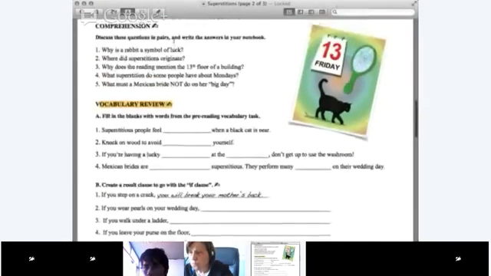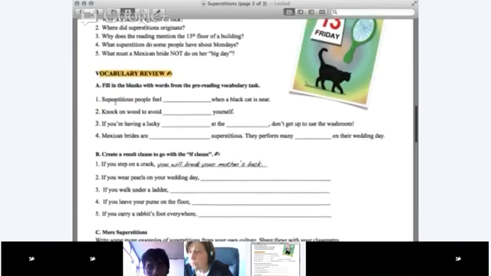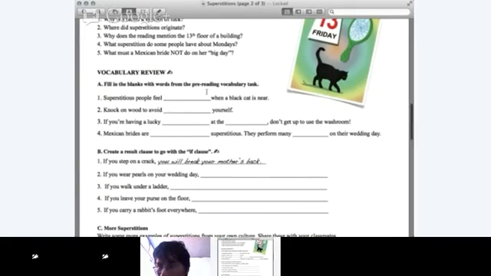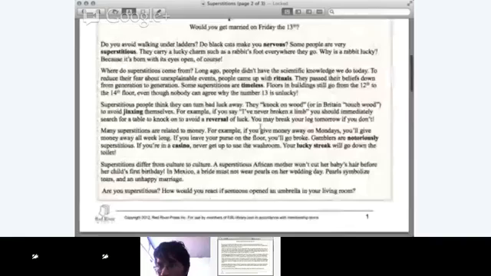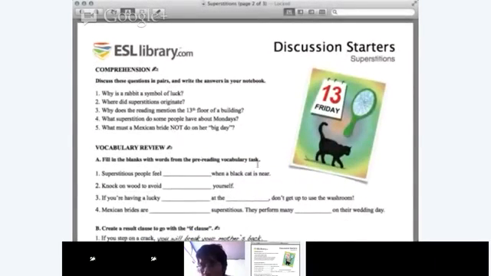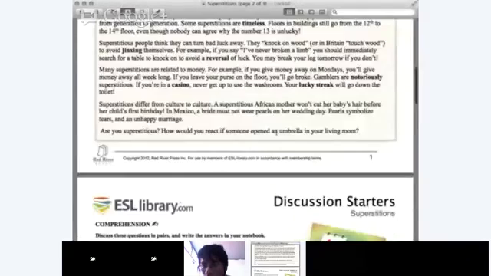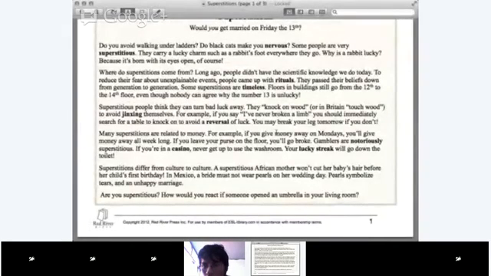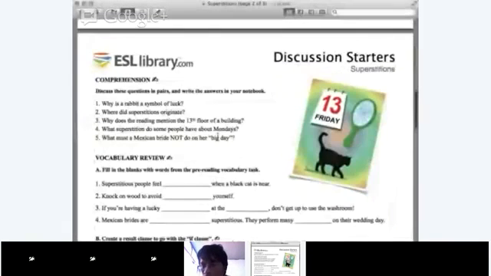So the activity right underneath comprehension. All right. Does someone want to try number 1 at all? And so what we're doing is we're taking words from the paragraphs here. So we have to find the sentence with the missing word. I think nervous. Yes. Nervous. Yeah, exactly. So superstitious people feel nervous when a black cat is near. Good. What about number 2?